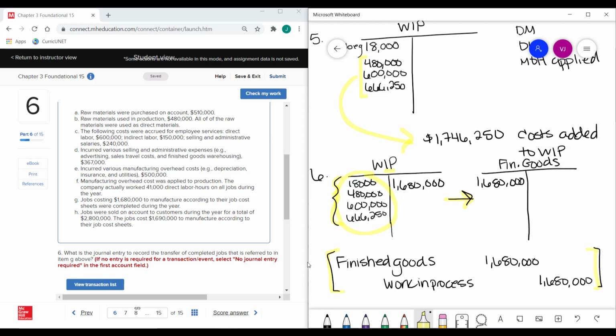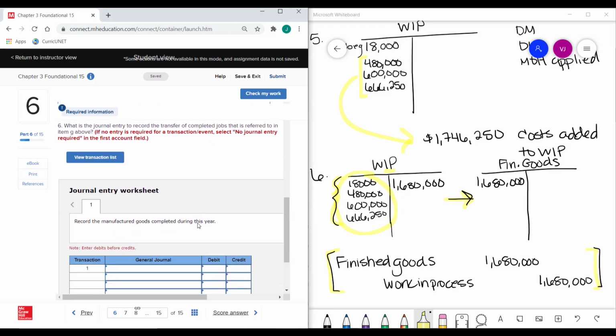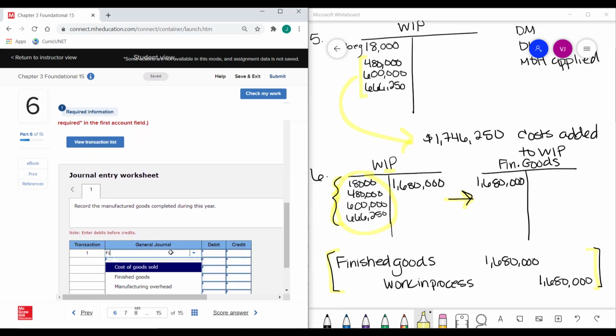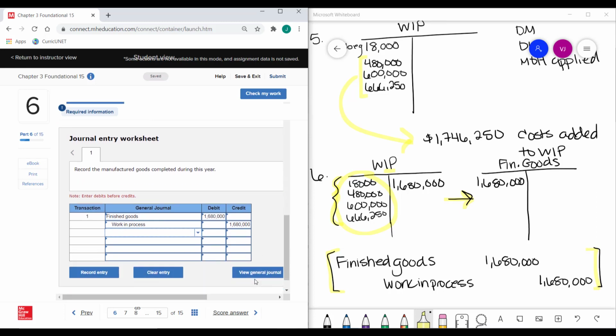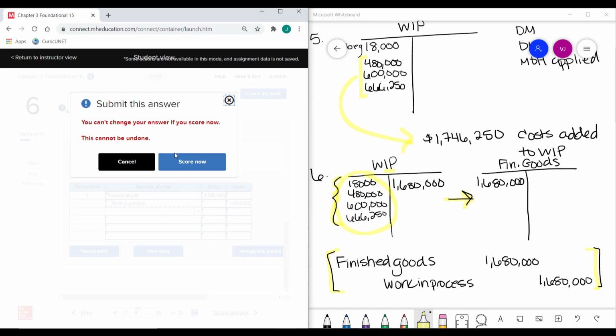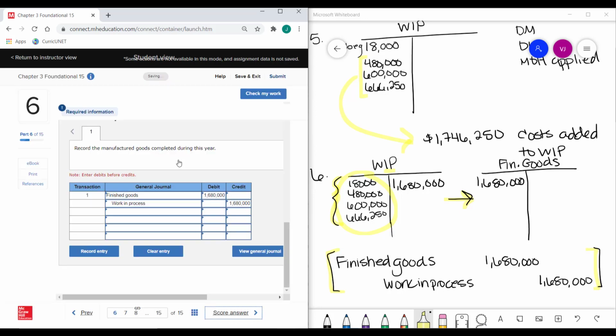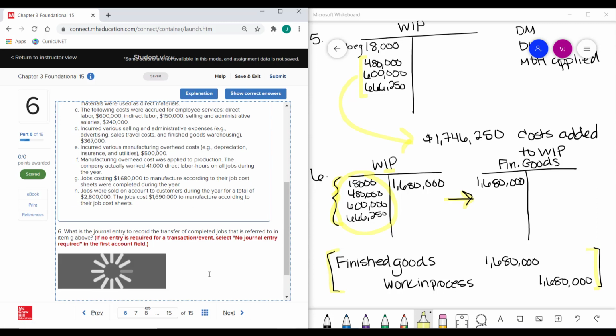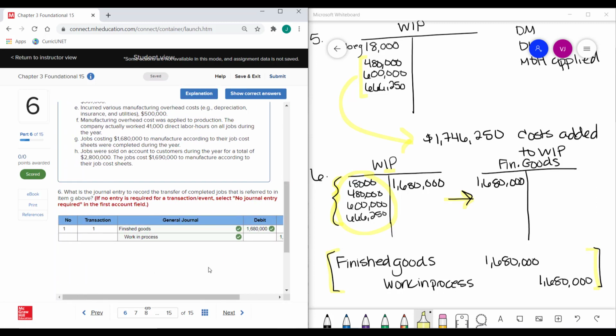Okay, so let's go ahead and copy this over here. So we're going to debit finished goods and credit work in process. Okay, so let's go ahead and score that answer. And we're good to go.